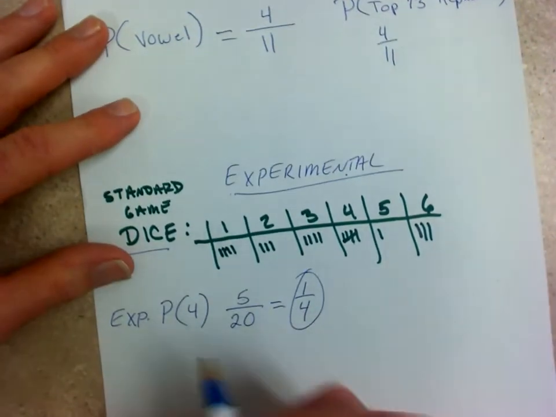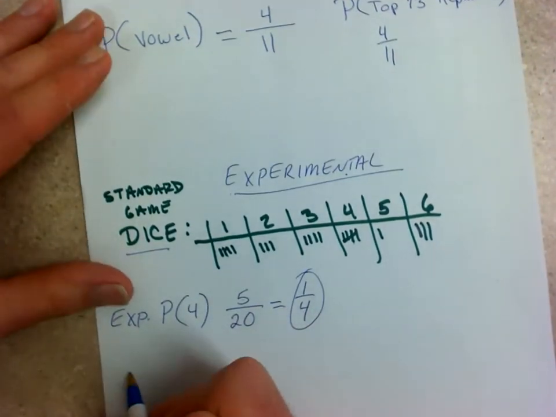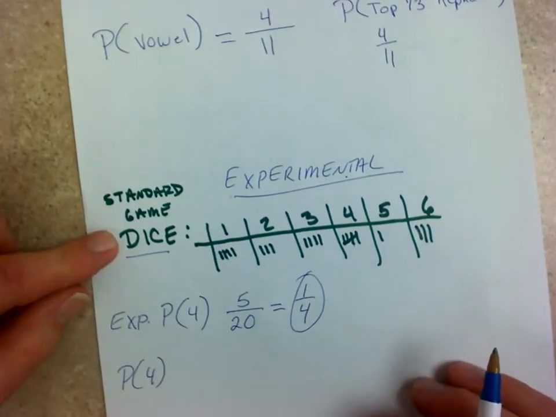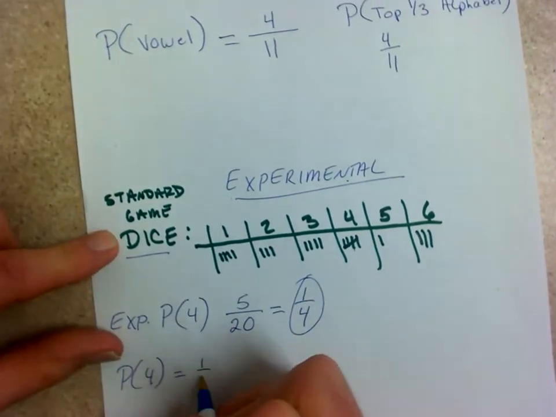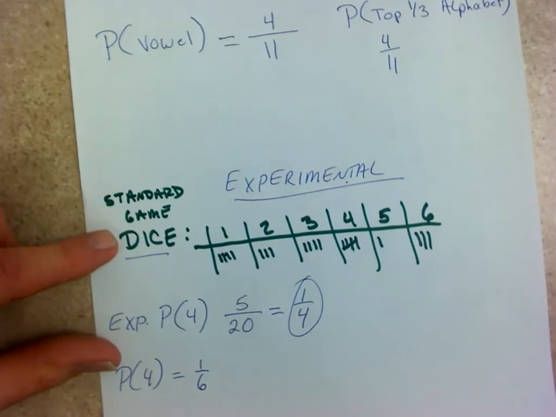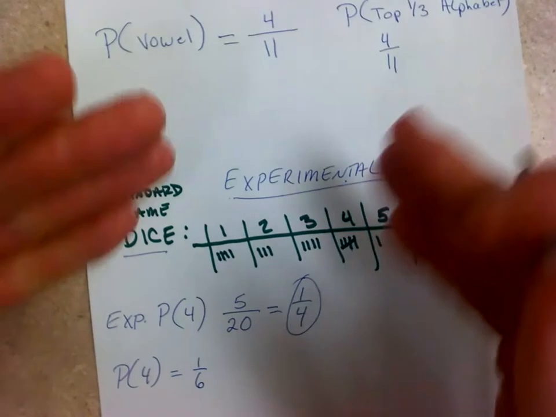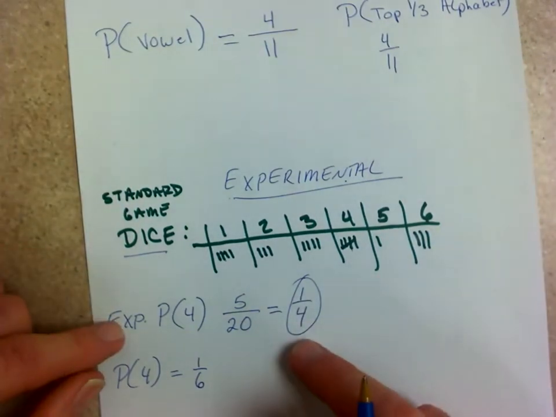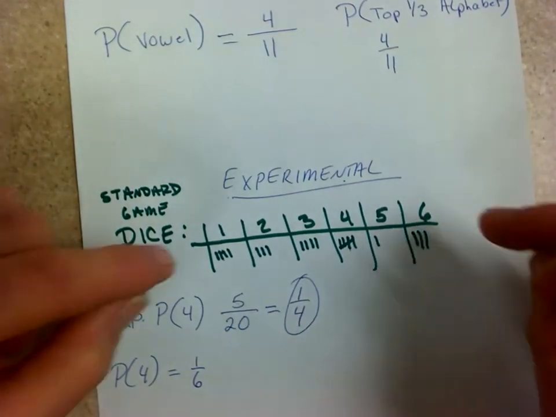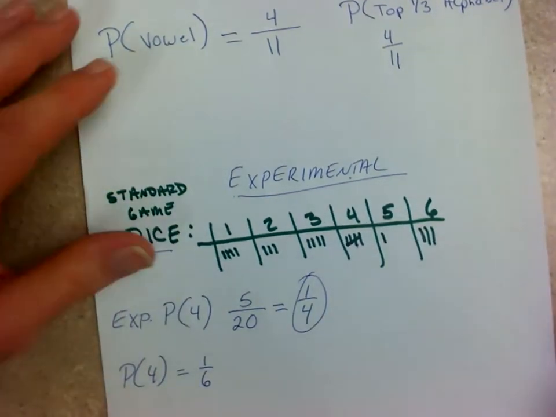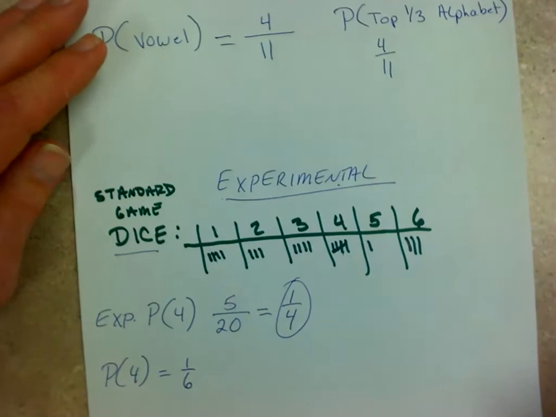Again, notice the difference. If I just ask you the standard question, what's the probability we roll a 4 on our game dice, that answer is 1 out of 6. But our experiment revealed something different. When we're dealing with experimental probability, those answers are going to relate directly to that particular experiment. It's not an overall general question.